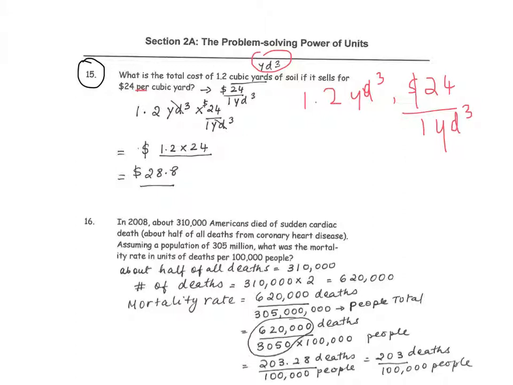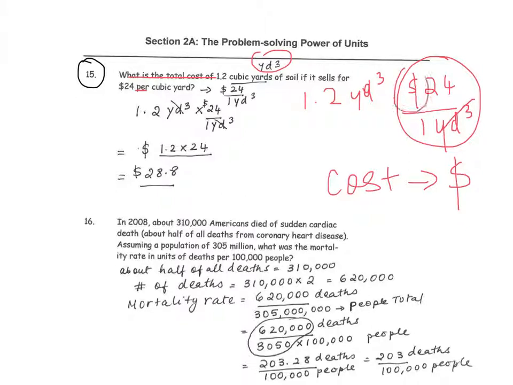So 1.2 cubic yards times $24 over 1 cubic yard. Now, why do we do this multiplication? The question says, what is the total cost? So the cost has units, which is dollars. So in this fraction, dollars per cubic yard, if we could somehow get rid of the cubic yards, then our final answer will be in dollars.